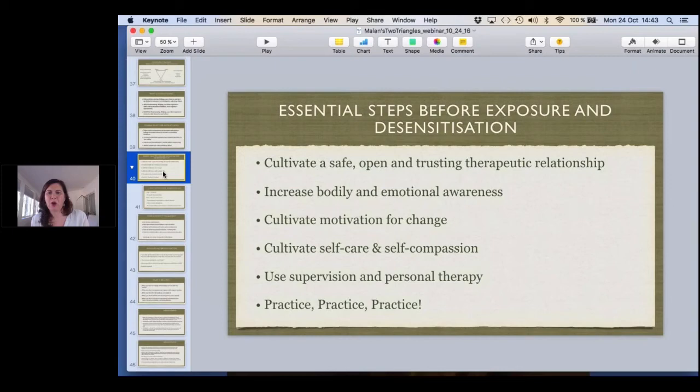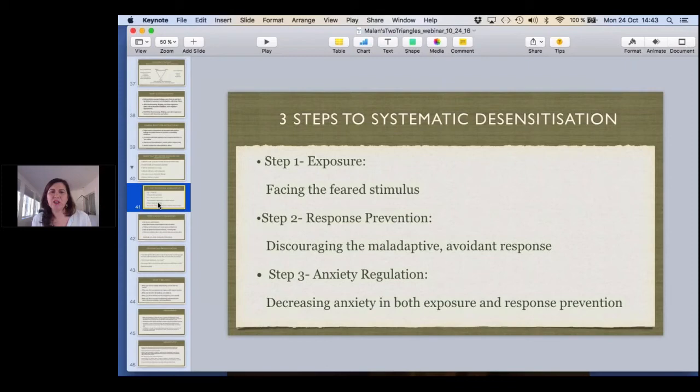And personal therapy and supervision, I use it for myself, and so I have no problem recommending that everyone who works with me uses it too. It's really important for you to be doing your personal therapy and supervision and just practicing over and over and over again.